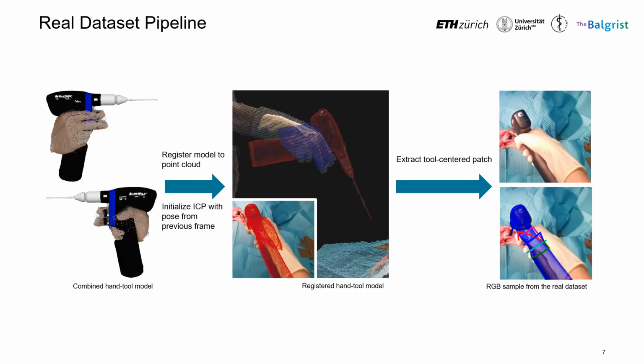To recover the ground truth pose for all subsequent frames, we align the combined hand-tool model with the point clouds via ICP, using the previous frame's pose as initialization. Using the recovered ground truth tool poses, we extract RGB patches which are approximately centered at the tool's bounding box center.